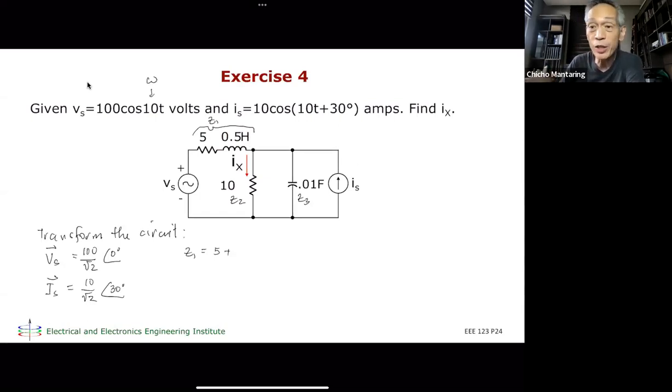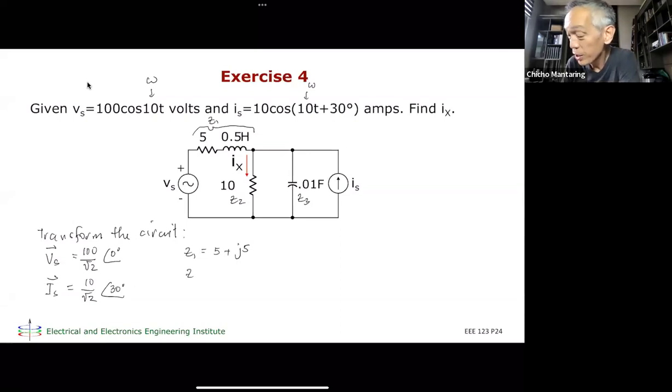Note that all the sources in this circuit have to have the same omega. Kung iba-iba yung mga frequencies ng mga sources dito, then you cannot solve it simply. You would have to use superposition to solve it. And your time domain expressions will be a little bit more complex. But in this particular case, all the sources have the same omega. So 5 plus omega is 10, L is 0.5, so that is 10 times 0.5 is 5. So 5 plus J5.